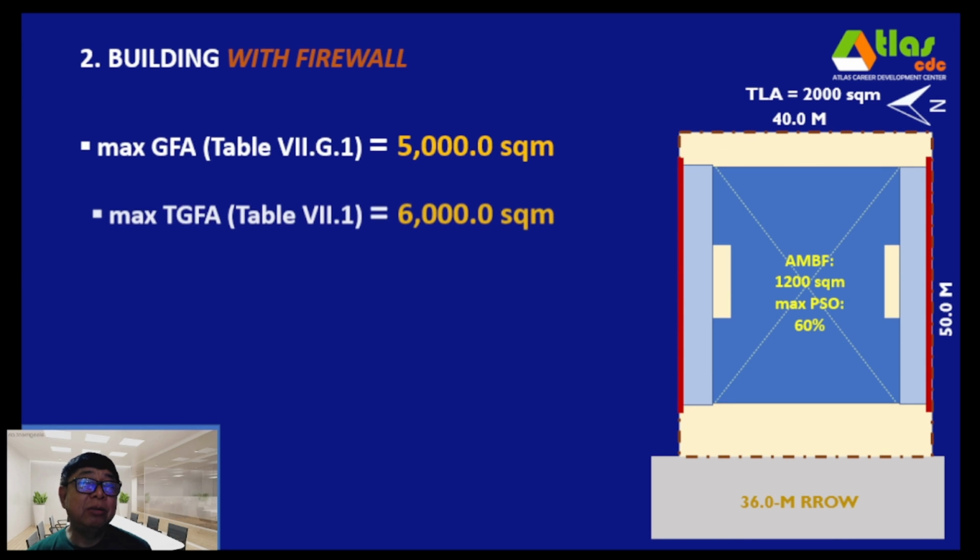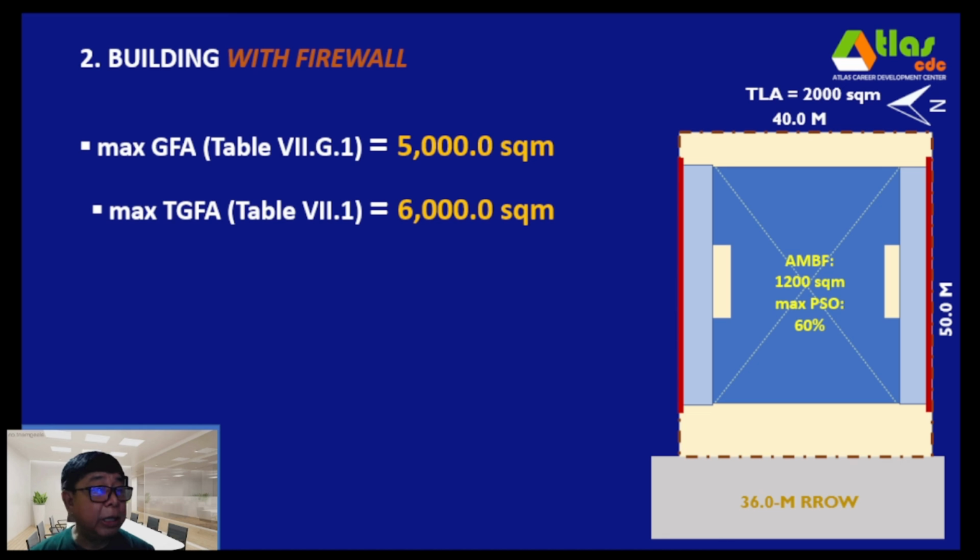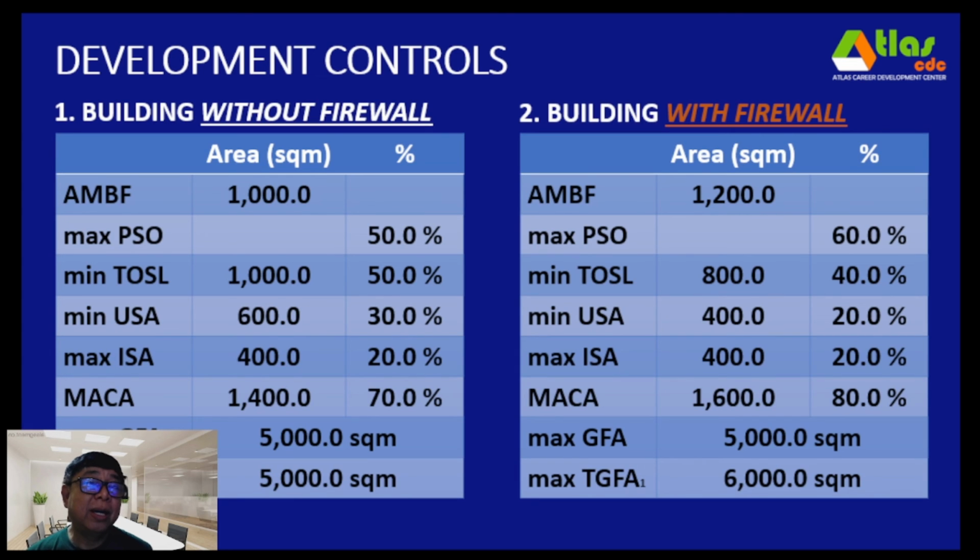And so now, these are our final values. Maximum GFA as per table 7.G.1 is 5,000, similar as the one for the building without firewall. Your maximum GFA will not matter whether with firewall or no firewall. Now for the maximum TGFA as per table 7.1, this is now our value for the maximum TGFA with firewall, already 6,000 compared kanina sa without firewall na 5,000 lang, no? Ang ating maximum TGFA. Kaya ito yung comparison natin.